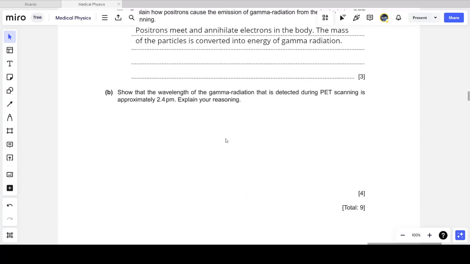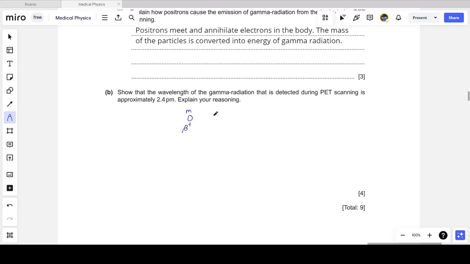Part B says, show that the wavelength of the gamma radiation that is detected during PET scanning is approximately 2.4 picometers, and explain your reasoning. So I'm going to draw a bit of a diagram, not completely necessary, but for this explanation I think it is. So I might take a bit longer than you would in answering this question, but I think it will help the explanation. So I have a beta plus particle, which is a positron.